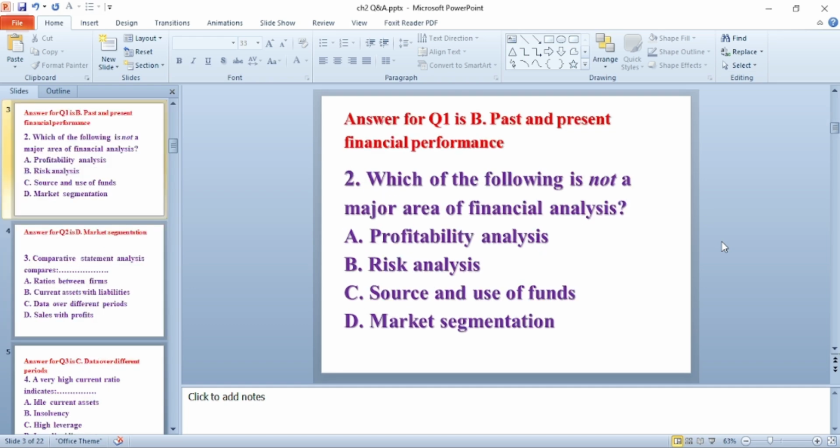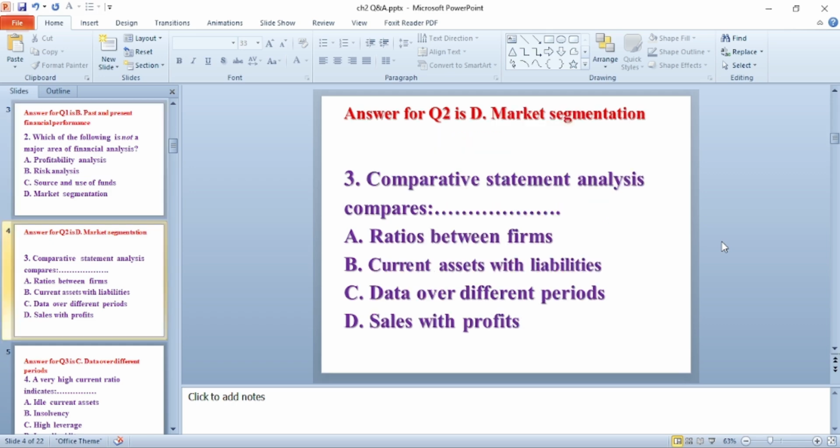Question number 2. Which of the following is not a major area of financial analysis? A. Profitability analysis. B. Risk analysis. C. Source and use of funds. D. Market segmentation. The answer for this question is D. Market segmentation.